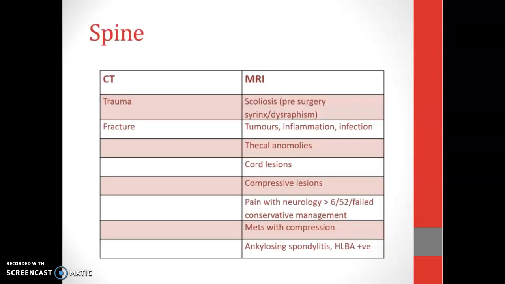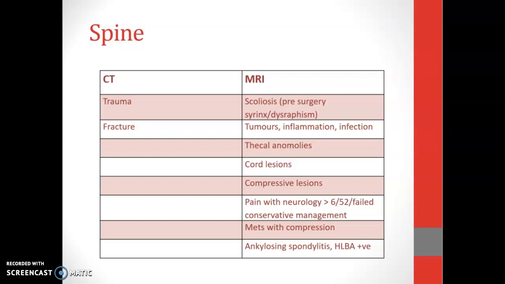So if we're thinking about the spine, if we're asking for a CT scan of the spine, we're suspecting trauma, or there is a history of trauma in the patient's subjective assessment, or there is a suspicion of fracture. For an MRI scan, you're thinking possible scoliosis. So are we going to correct the scoliosis? So is it pre-surgery? Are we going to be looking at spinal rodding? Are we suspicious of tumours, inflammation, any infection around the spine itself?